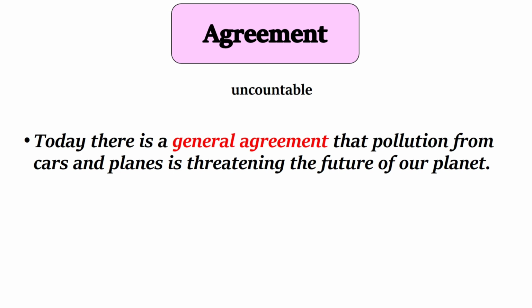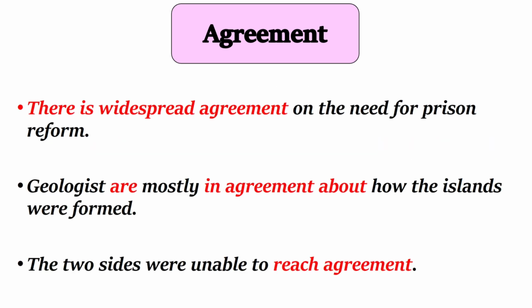General agreement. Example. Today there is a general agreement that pollution from cars and planes is threatening the future of our planet. There is widespread agreement on the need for prison reform. Be in agreement about. Example. Geologists are mostly in agreement about how the islands were formed. Reach agreement. Example. The two sides were unable to reach agreement.